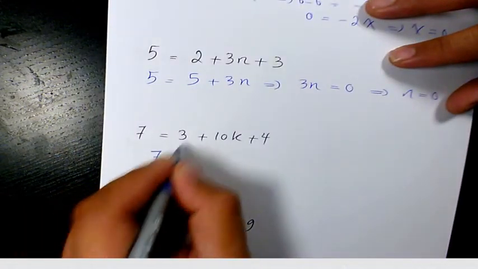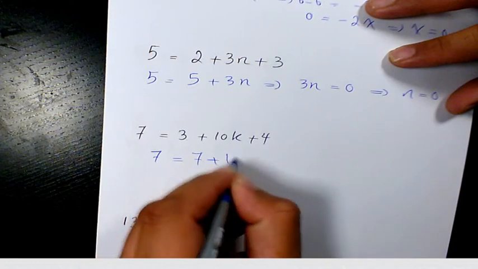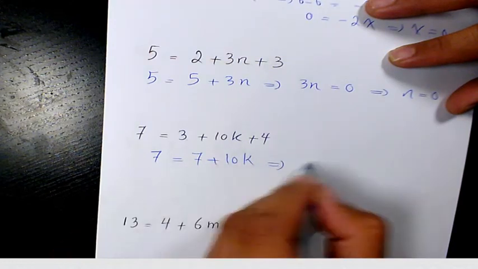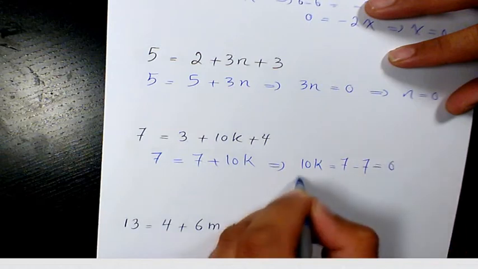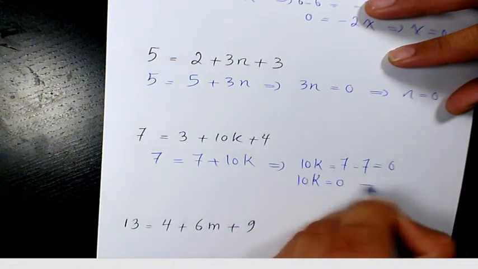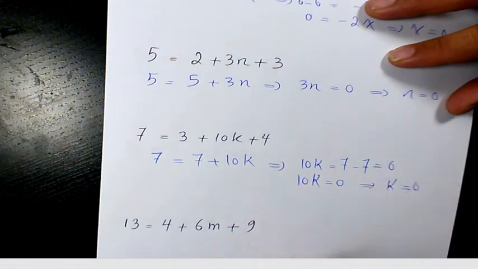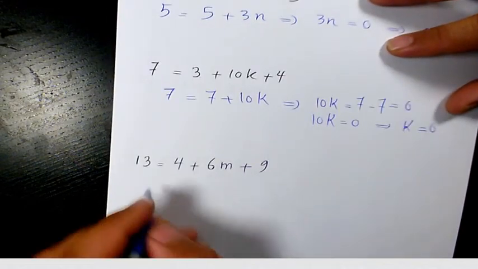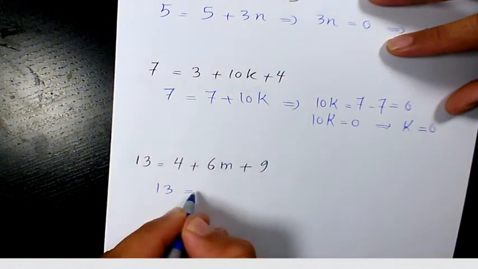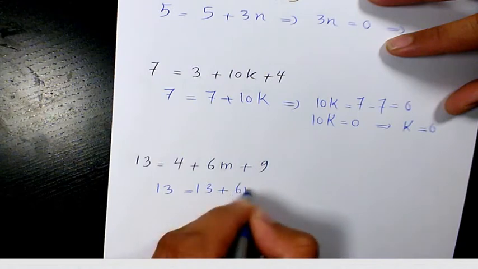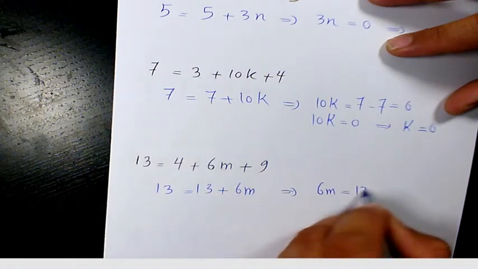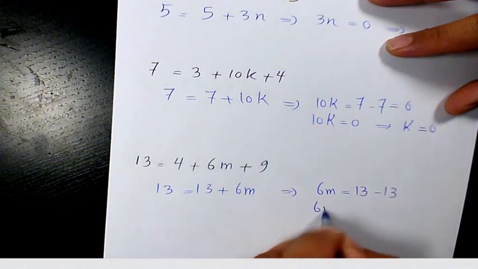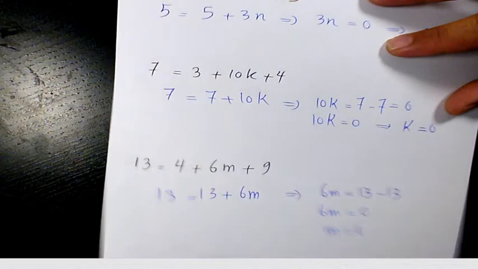7 equals 3 plus 4 is 7 plus 10k. So 10k will be 7 minus 7, which is 0. So 10k is 0. It means that k is 0. 13 equals 4 plus 9 is 13 plus 6m. It means that 6m is 13 minus 13. So 6m is 0. So m will be 0.